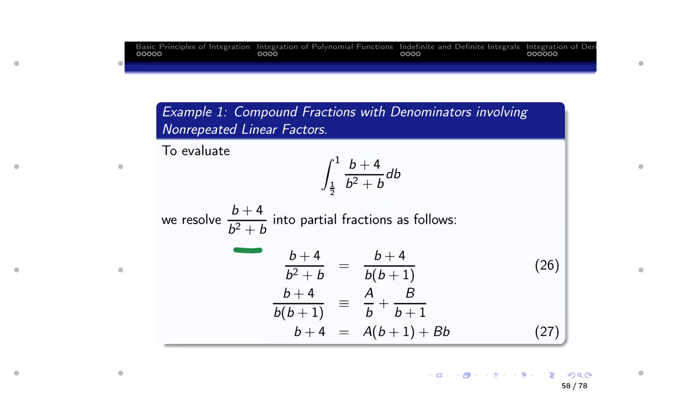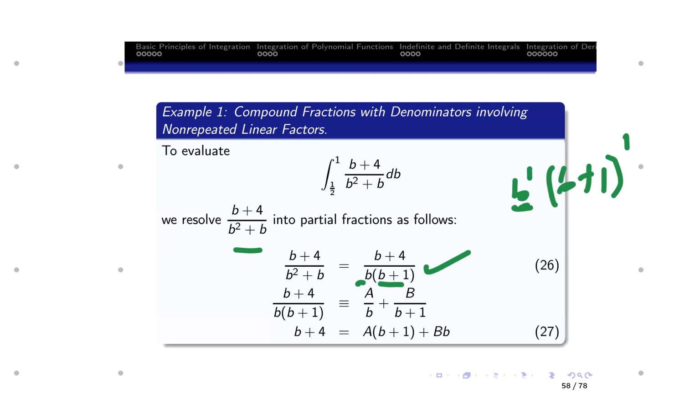So b is a linear factor. The first b is a linear factor. b plus 1 is also a linear factor. And you can see it's b plus 1 raised to power 1. Because it's just b raised to power 1, then it is linear.